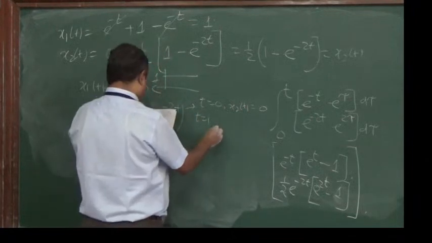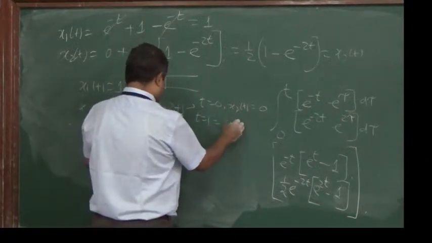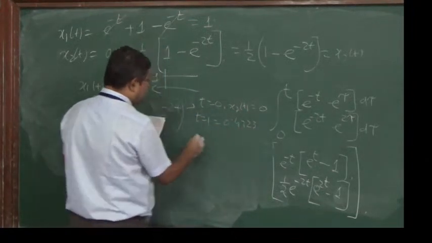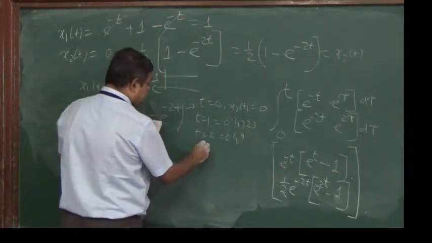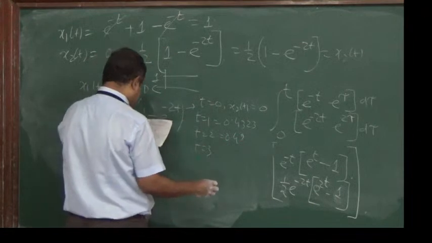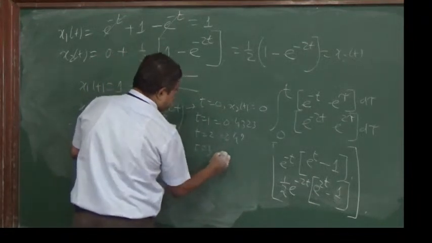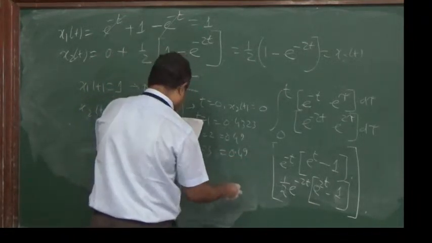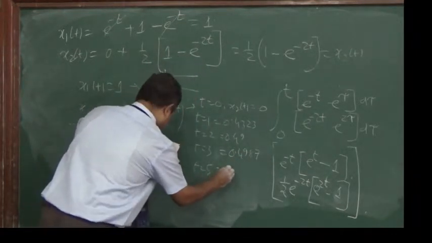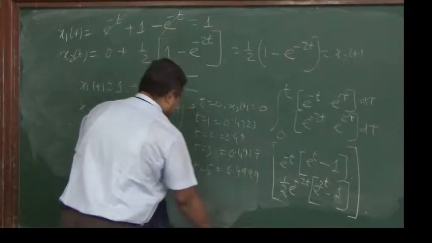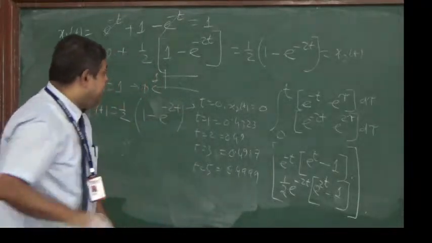For t equal to 1, this is 0.4323. For t equal to 2, this is 0.49. For t equal to 3, this x2(3) is 0.4987, and for t equal to 5, 0.4999, like this. So it gets saturated at 0.5.